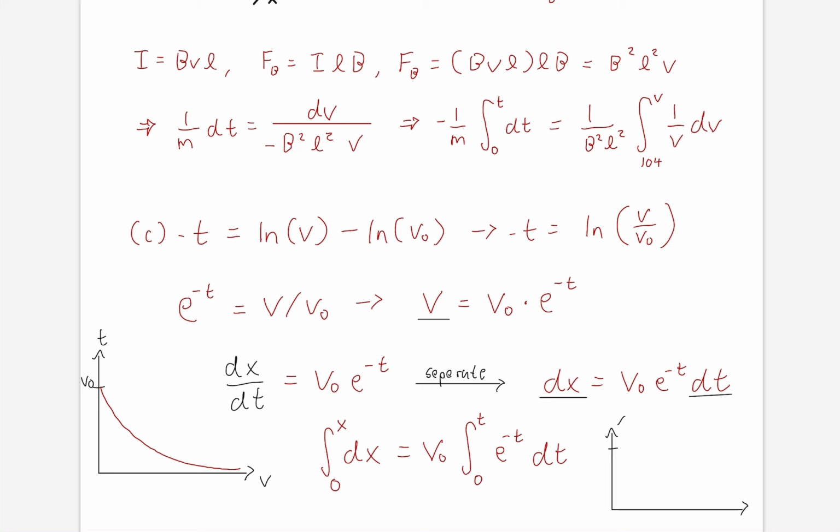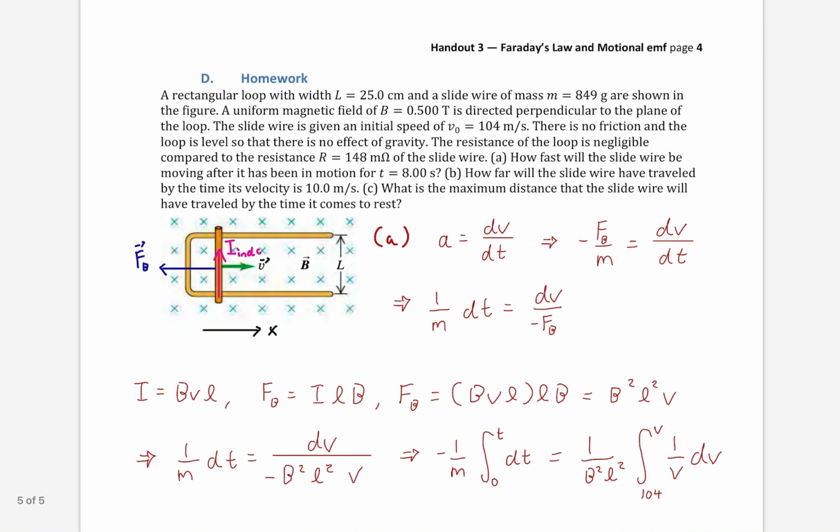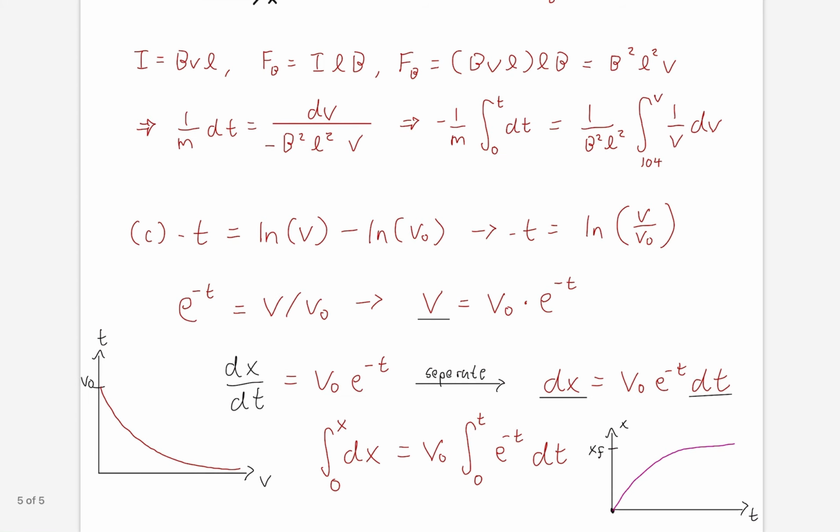But this would be your x over time, and so your initial x is 0. You start at the origin, but then you're going to approach that final value, that final value of x final, and that is what I ask for. That's what you're going to be answering with. The maximum distance is just the final location, x final. Okay, so hopefully that all makes sense.